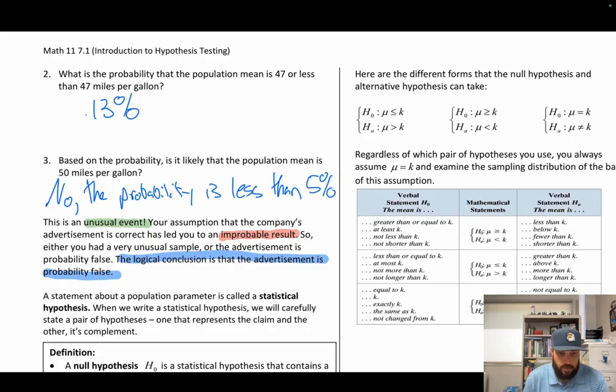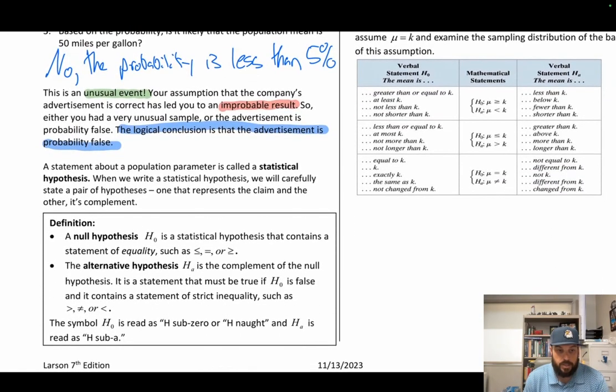And this statement about the population parameter is called a statistical hypothesis. So when we write a statistical hypothesis, we carefully state a pair of hypotheses, one that represents the claim and the other its complement. And this is where we get our null hypothesis, denoted as H sub naught. And this hypothesis contains a statement of equality. It's either less than or equal to, or greater than or equal to.